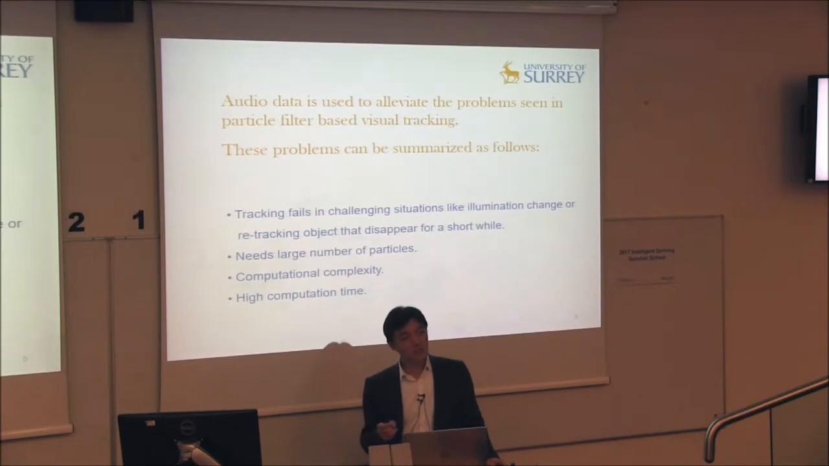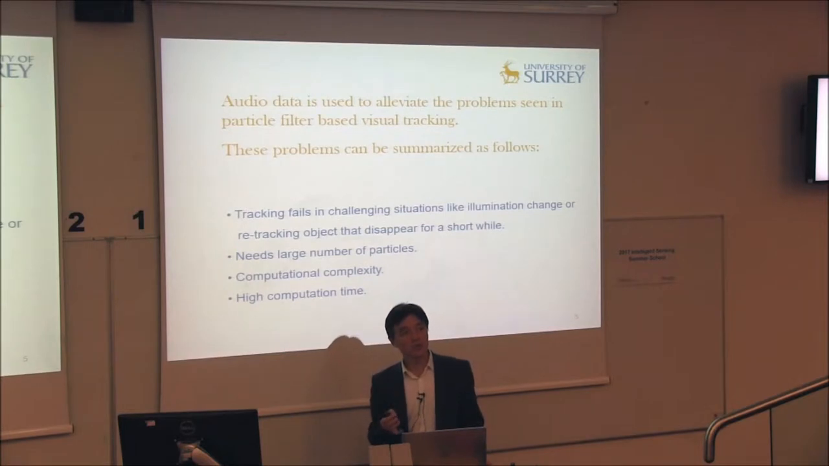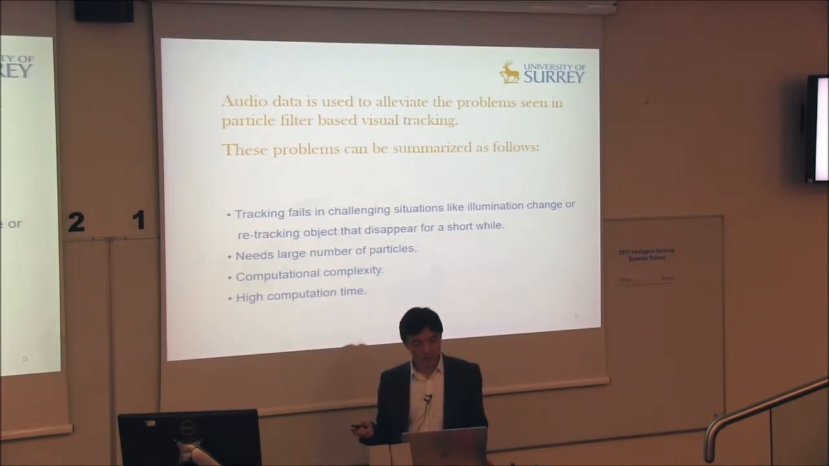Another problem with particle filter is that because you're using particles to come up with the posterior probability, the number of particles is important for the final performance, or the accuracy you estimate. With a small number of particles, the estimated probability might not be so accurate. So this is another issue with particle filter. If you use a large number of particles, you can get a better estimation of the distribution, but this also increases the computational complexity.